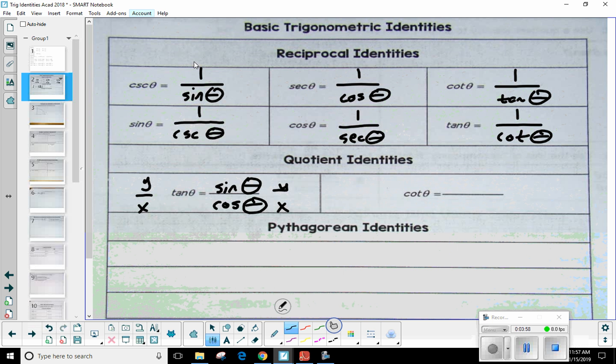So cotangent, what do you think its ratio is? It would be x over y. So what trig function is x? Cosine over sine, yes. Cosine of theta over sine of theta. Those are what we call my quotient identities.